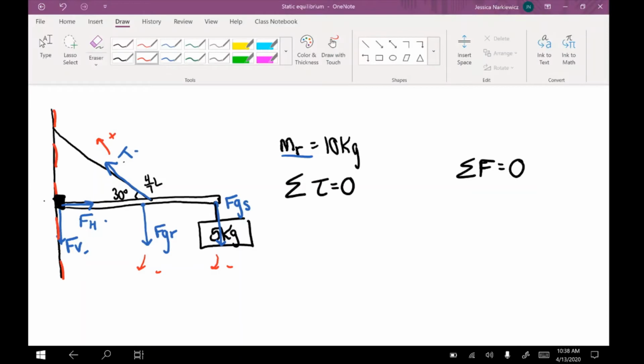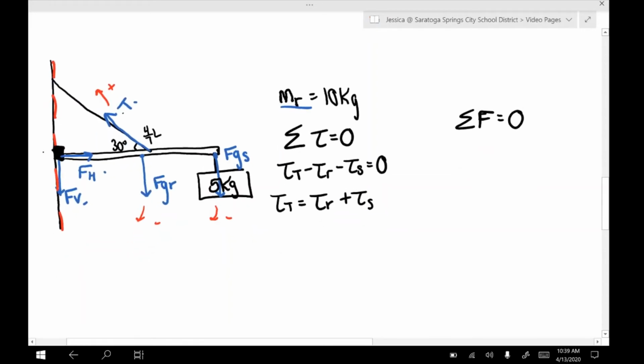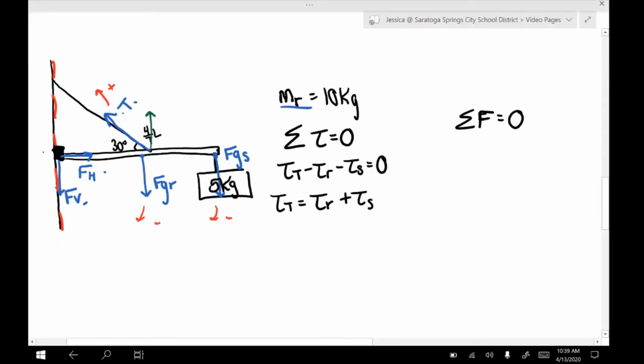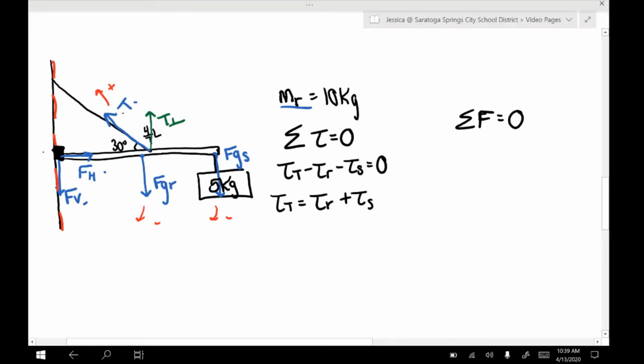Okay. So I'm going to have the torque from the tension minus the torque from the rod, the weight of the rod, minus the torque from the sign, or the weight of the sign. So my tension torque is going to equal the torque from R plus the torque from the sign. Now, that tension's at an angle, so really, it's only the perpendicular component that's producing a torque. So that means I need to include that sine in my equation, meaning the sine of 30.